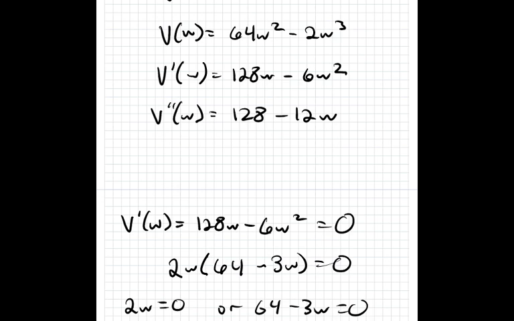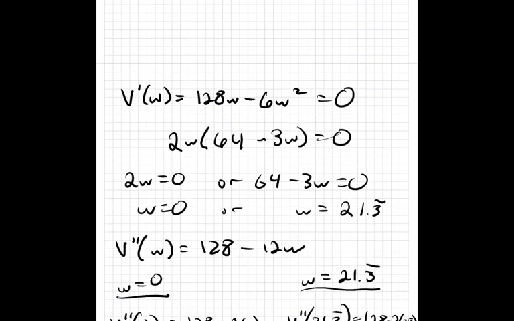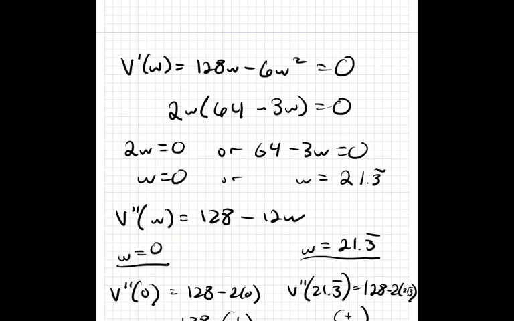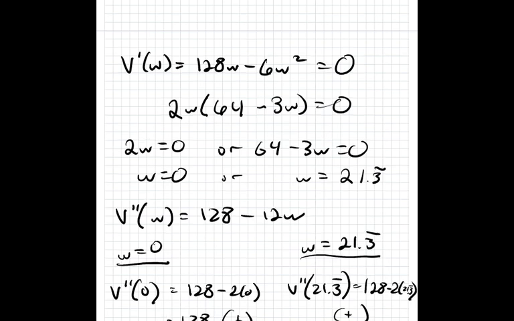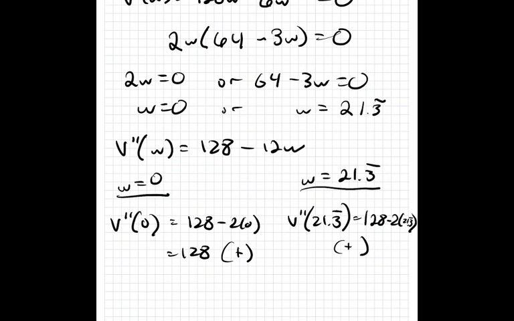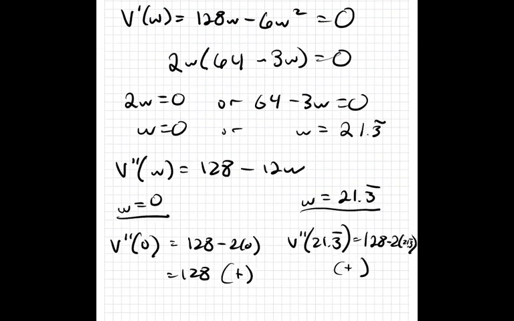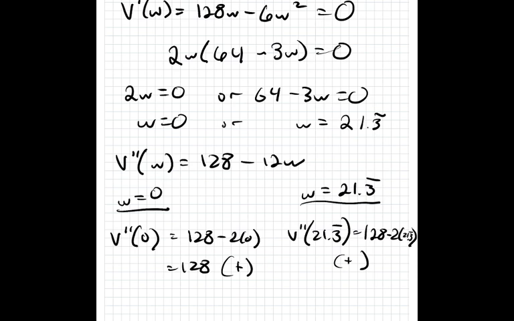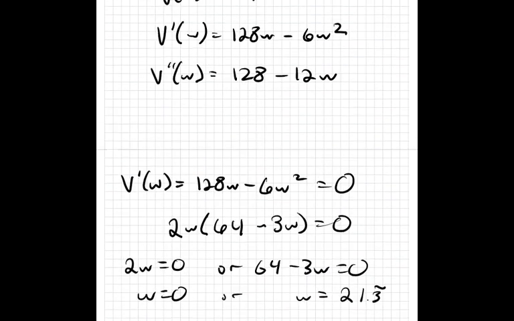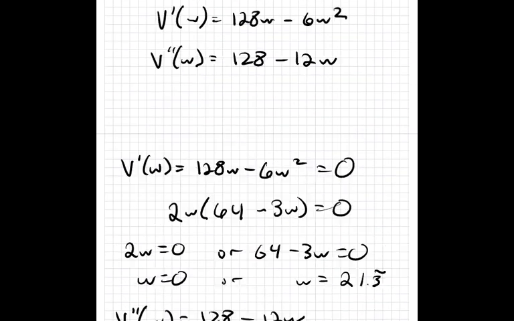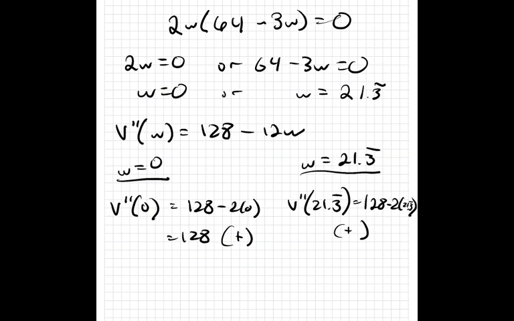128W minus 6W squared, V prime. We could factor out a 2W. 64 minus 3W. So that's 0. 21 and a third. I guess I was anticipating one of them to be concave up and one to be concave down. Let me see. So I feel like I made a mistake somewhere. Let me see.